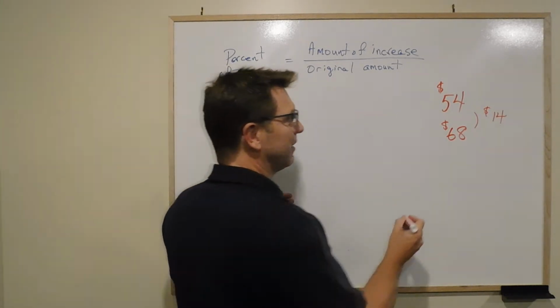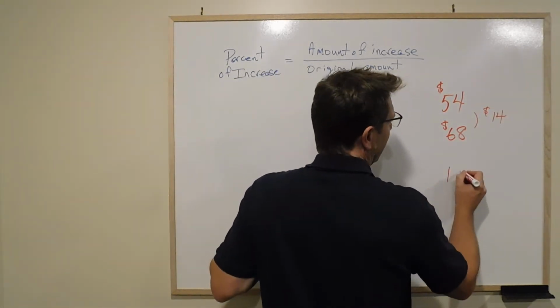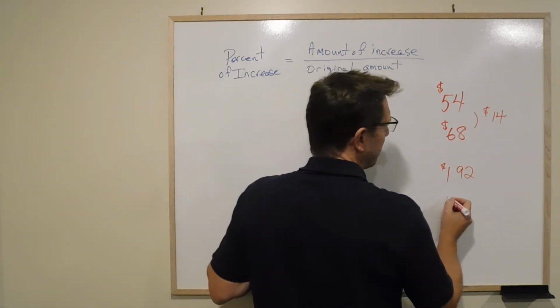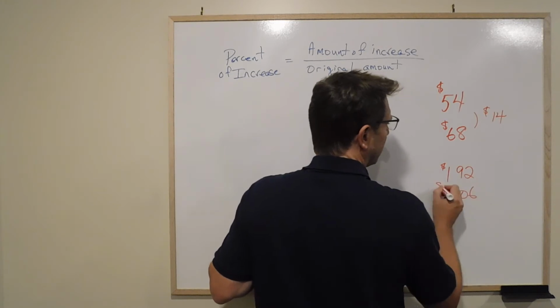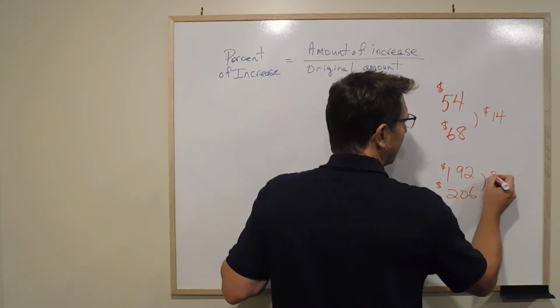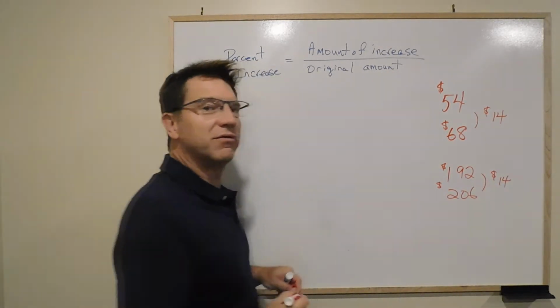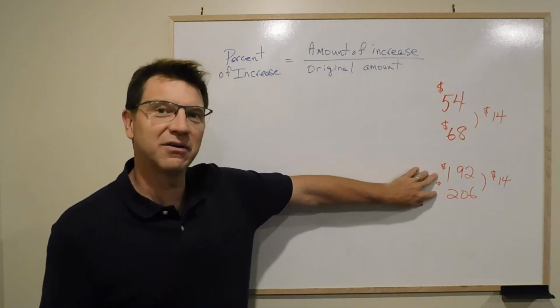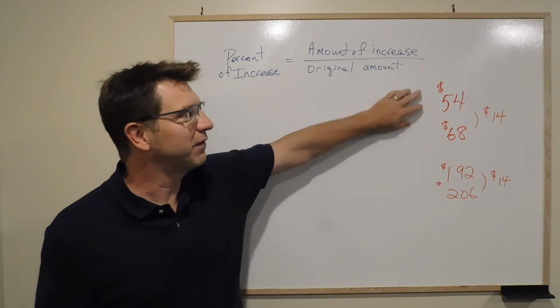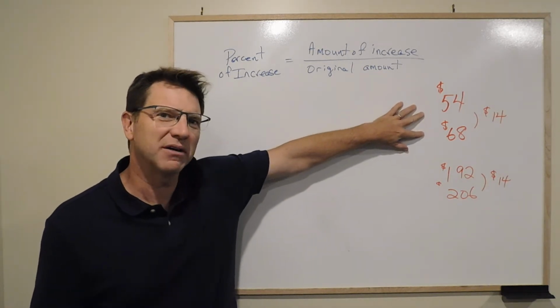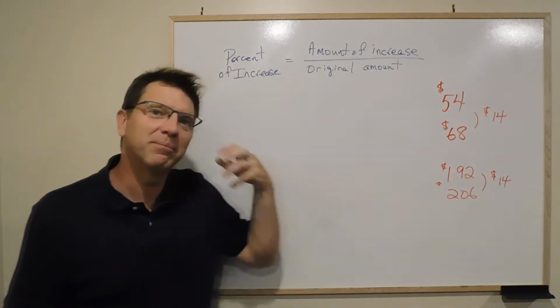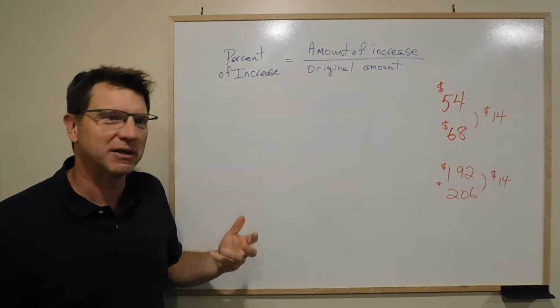Like if you had something that was $192 and then it became $206, right? It still went up $14. But you'd say, yeah, but that wasn't a very big increase, 192 to 206, where 54 to 68 is a lot bigger, right? You know, but really it's the same amount of money, but percentage-wise it's a lot bigger jump.